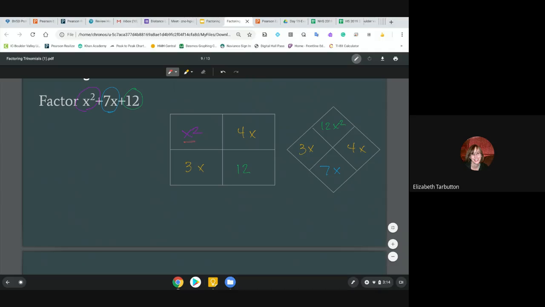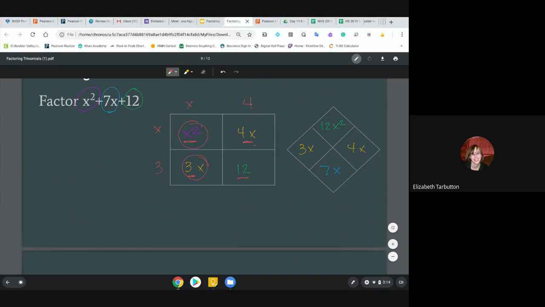So when I look at this term here, x squared, that has to come from x times x. And indeed, x is the GCF of x squared and 4x. To get 4x, I would multiply 4 by x. I have an x here as a GCF of x squared and 3x. To get 3x, I would do x times 3. And just verifying 3 times 4 gives us 12.